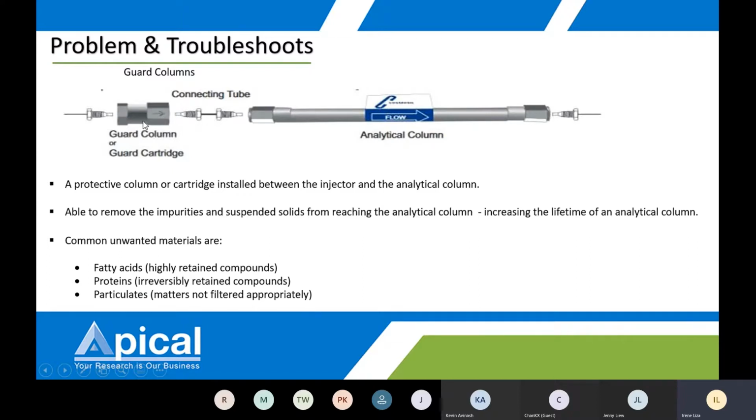Okay, so this particular column is able to remove impurities or suspended solids from reaching the analytical column. So basically you want to use the column that you have purchased for a good long time. If you're going to keep it for a long time, then it's very crucial that you use a guard column or guard cartridge, because there will always be some unwanted materials that tend to precipitate in the column. Some of these materials are fatty acids, protein, and also particulates.